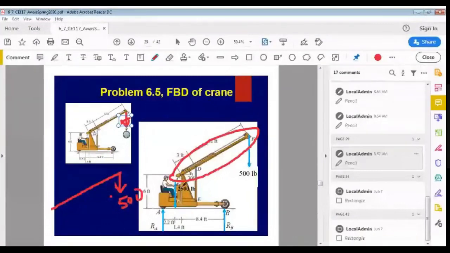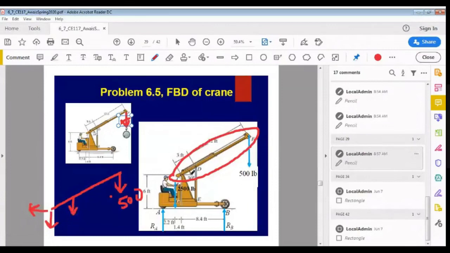Then this boom is connected to this part of the crane with the help of a pin support at this location, point C. So there will be two reaction forces. I can take any direction of these reaction forces. Let's say I am assuming these directions. Then it is also connected at point D with the help of a link, right? So the link is also providing a reaction force in the direction of the link. So I can take any direction for that force as well. So let's say I have taken a downward direction.